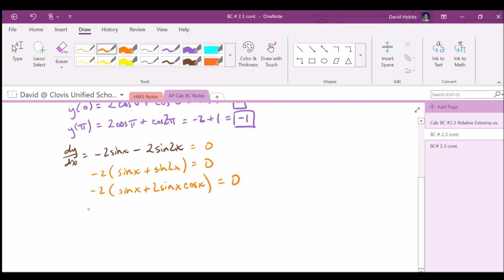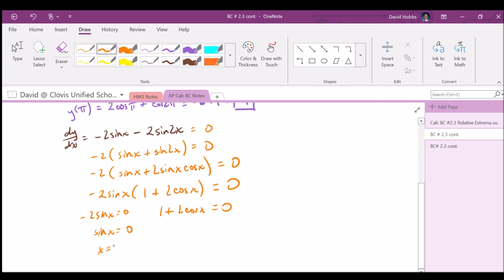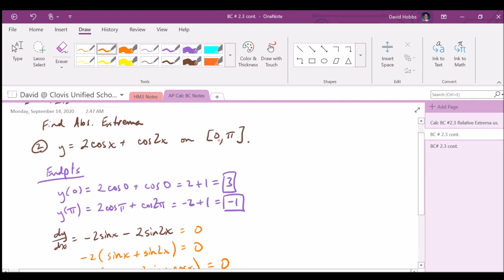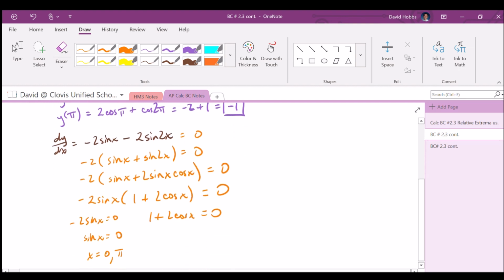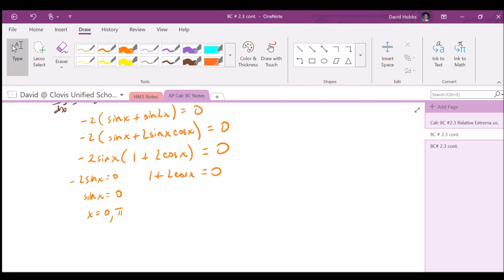And so now there's a GCF of sine x. And so negative 2 sine x equals 0, 1 plus 2 cosine x equals 0. So this would be sine x equals 0. Well, sure, x equals 0, pi. Oh, okay, so those are our endpoints anyway. We already tested these endpoints.